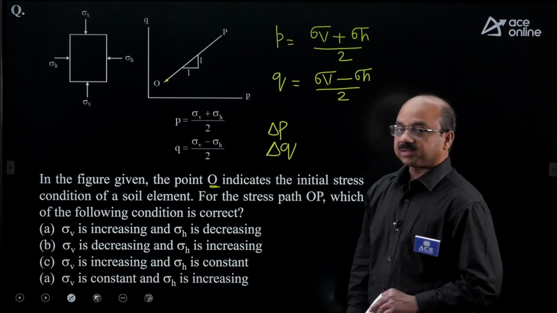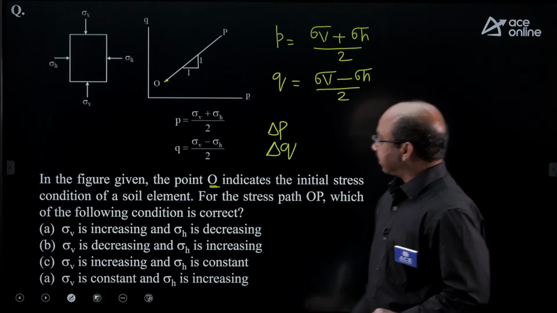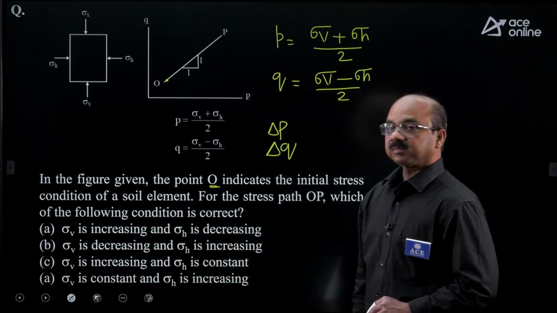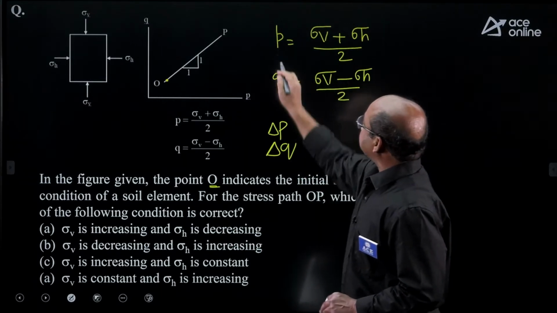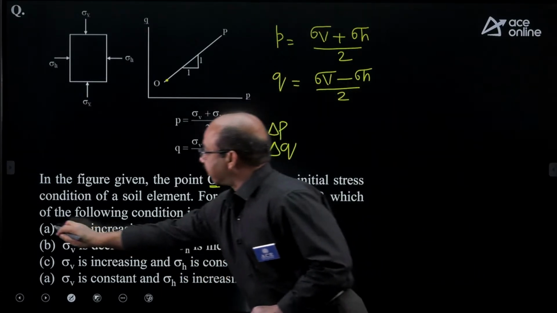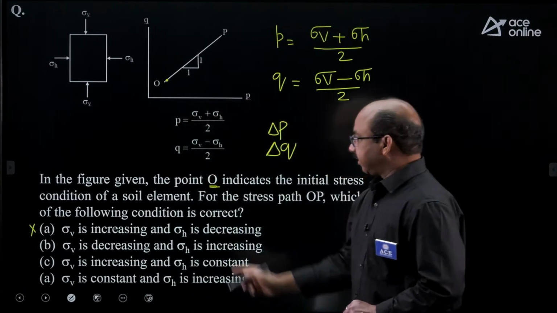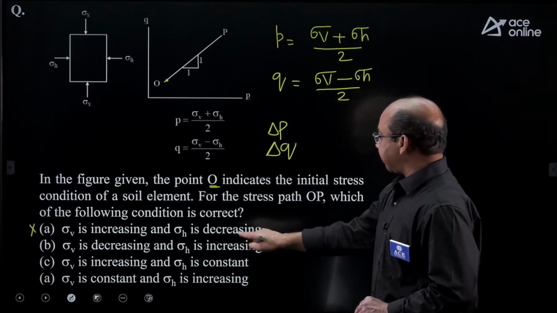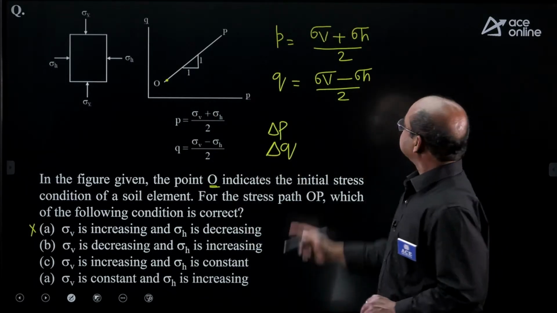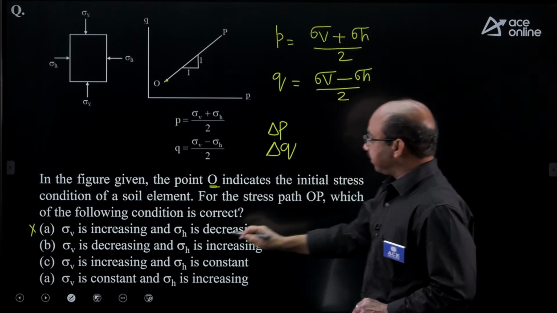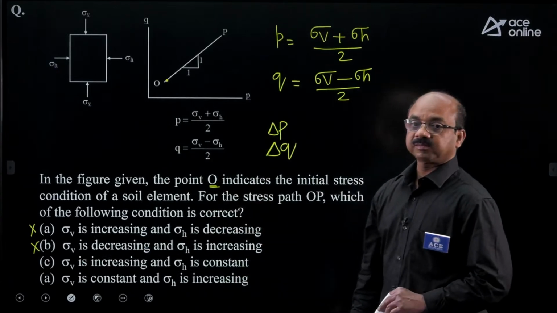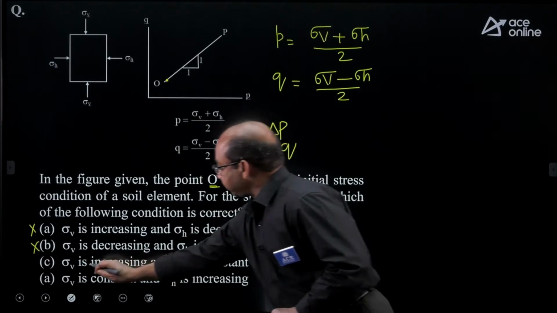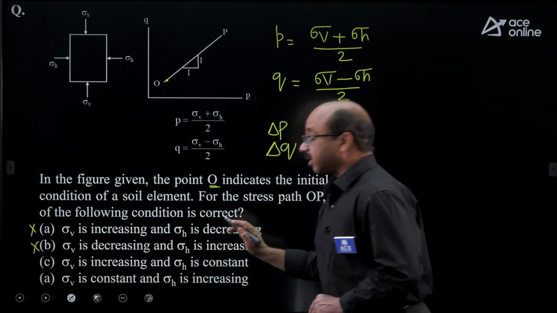Now let us examine this. If you see A, sigma V is increasing and sigma H is decreasing. It is not going to give you delta P and delta Q the same. So this cannot be the answer. Next option, sigma V is decreasing and sigma H is increasing. If you see one plus with minus, if this is the condition, it also will not give the slope of 45 degrees.